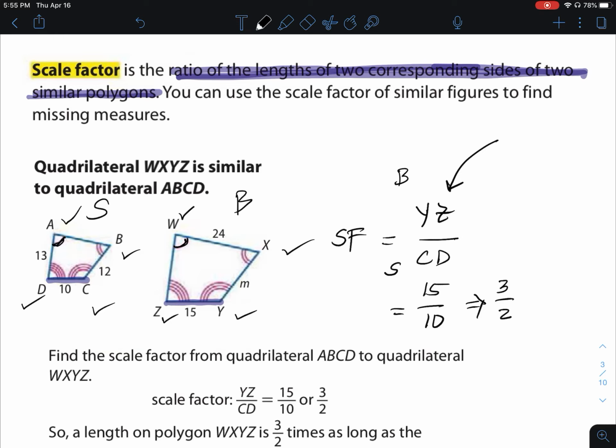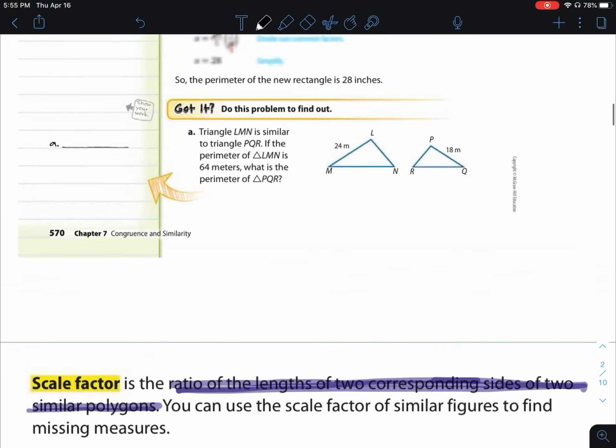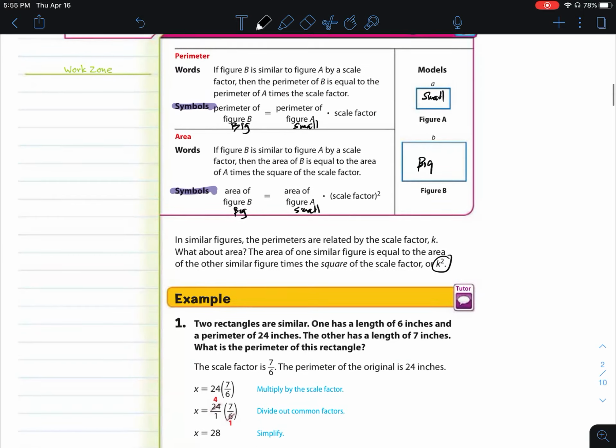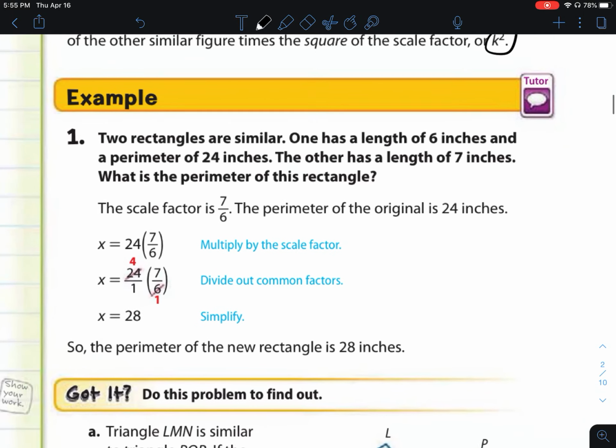So let's make that into a rule so that we don't get confused of what goes on the numerator and what goes into the denominator. So that's what scale factor is. Okay, so let's go back to our example right here.